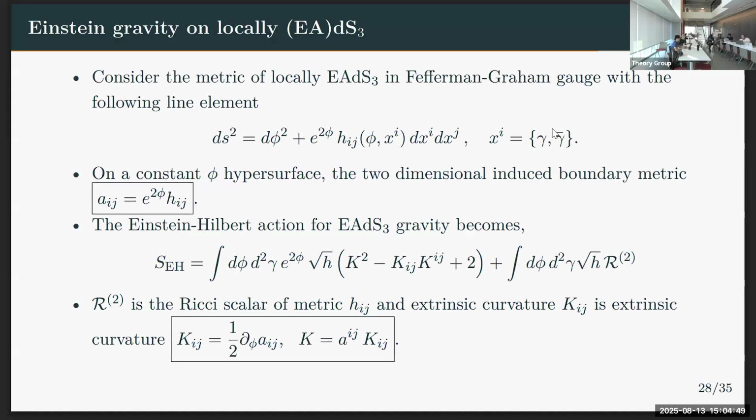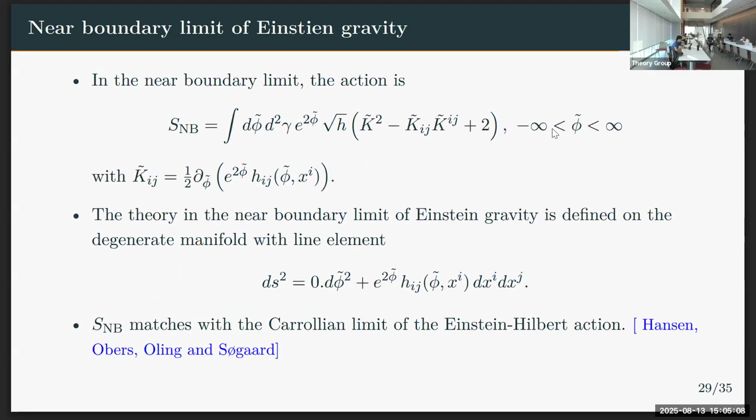So the final part is this near boundary limit of Einstein gravity. Now, basically, the important thing to note is that when you write the Einstein-Hilbert action in this particular gauge, there are two terms. First, this term, and second one is the Ricci scalar term, which is on this two-dimensional boundary. Now, in the near boundary limit, this term drops out, and you only get the first term.